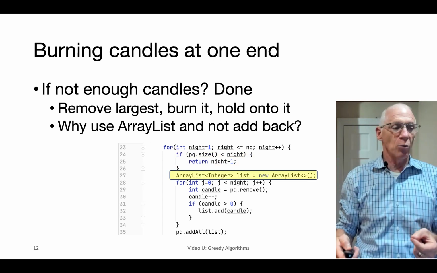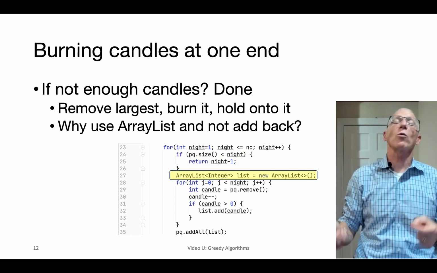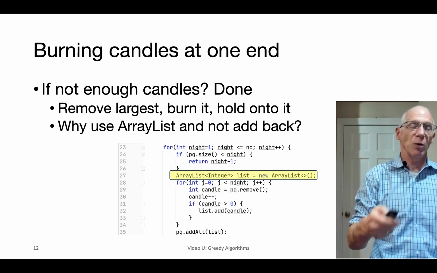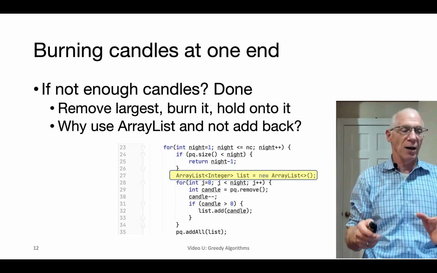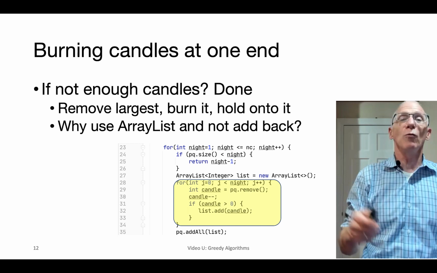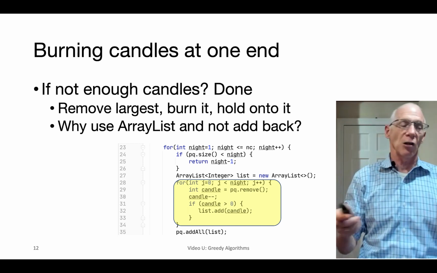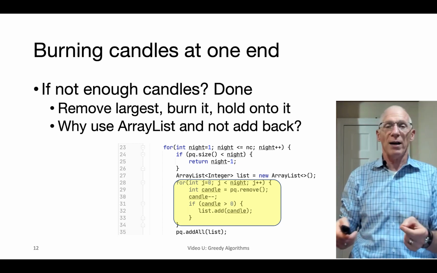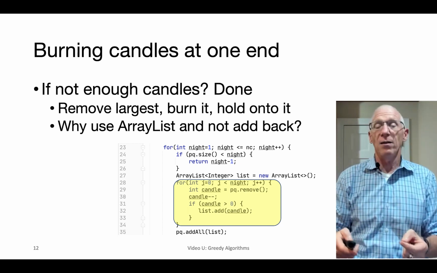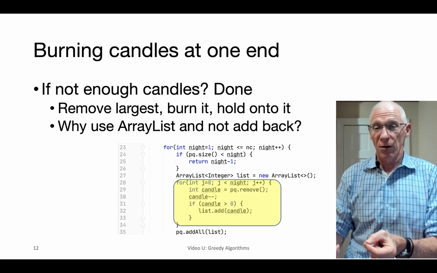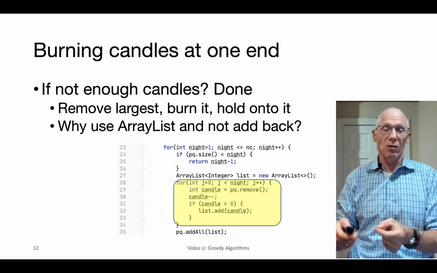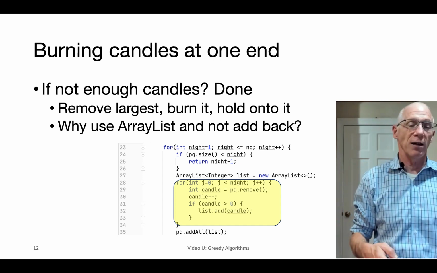If the priority queue has fewer than night entries, we don't have enough candles to burn. Otherwise, we create an array list where we're going to put the candles we burn. We'll discuss why we need to do that. And then we remove the largest candle. Remember, it's a reverse comparator, so pq.remove is the largest candle. We subtract 1 from it, and if there's still a candle left after burning an inch, we put it into the array list that we created before the loop.